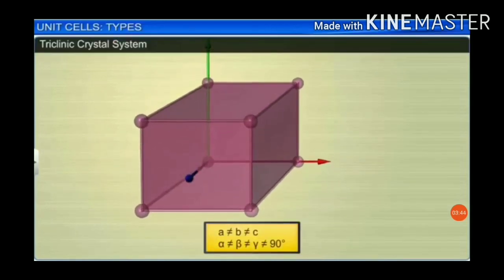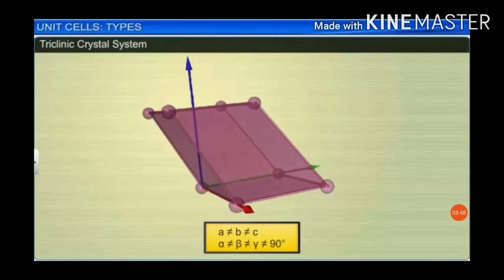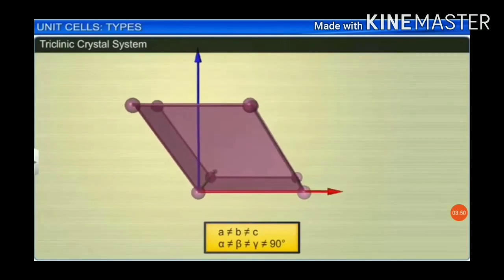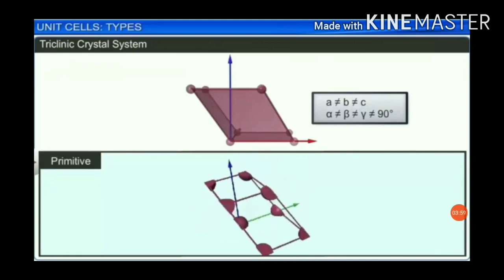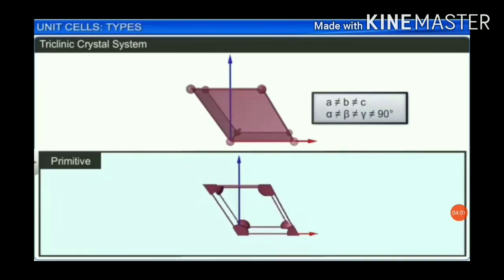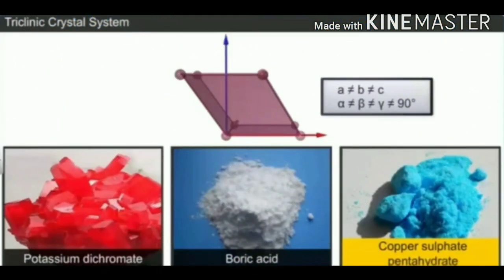Next crystal system, triclinic crystal system. Here a is not equal to b, which is not equal to c. Alpha is not equal to beta, which is not equal to gamma. All these angles are not equal to 90 degrees. The possible variation is primitive only. Examples: potassium dichromate, boric acid, copper sulfate pentahydrate, etc.